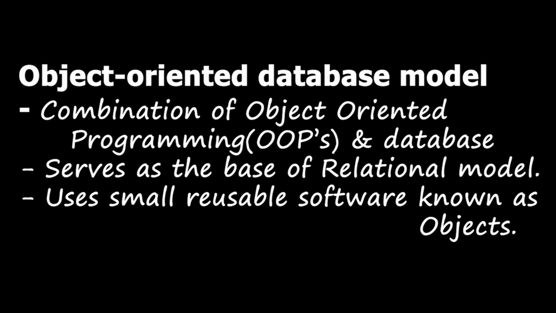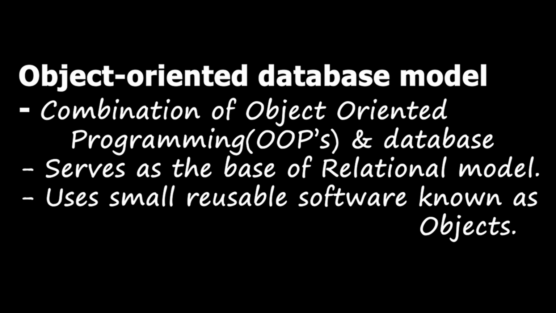Next we are going to see the object oriented database model. This model is a combination of object oriented programming and database technologies. From the name itself we can write the definition of this. This model serves as the base of the relational model. This object oriented database model is the base of the relational model.